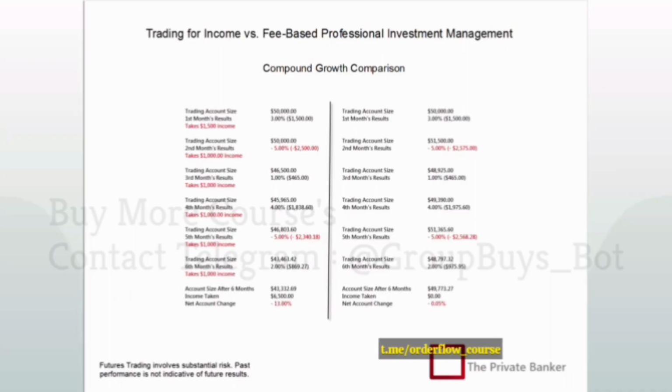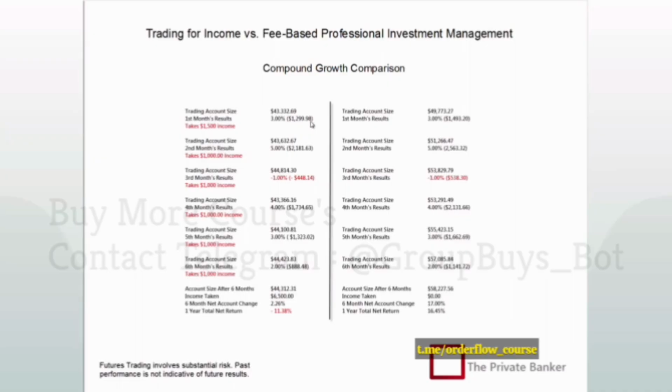All right, so the next month, obviously starting the same amount, we make 3% on the month, so $1,200, almost $1,300 on this side, whereas this side we make almost $1,500. So we're starting to see the change in return on that compounding growth there.